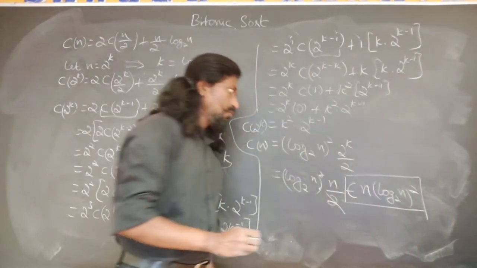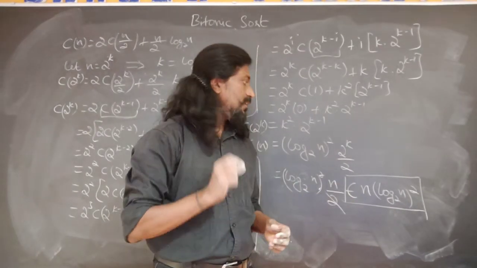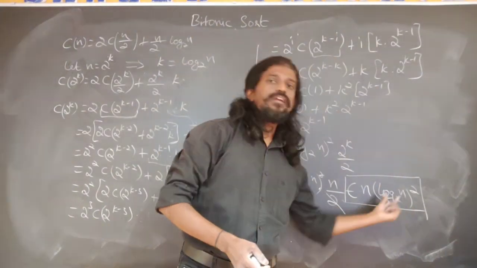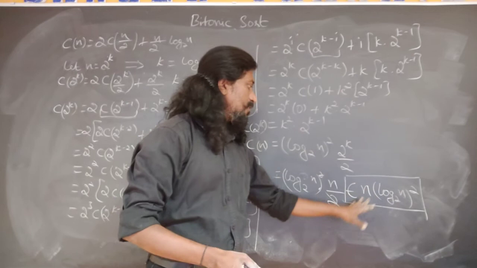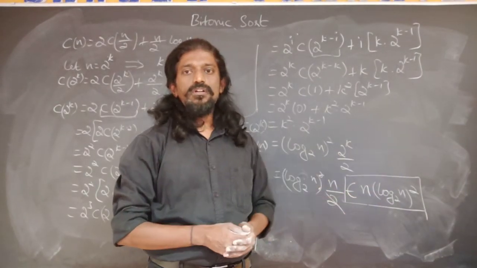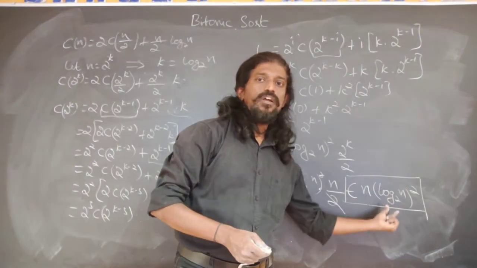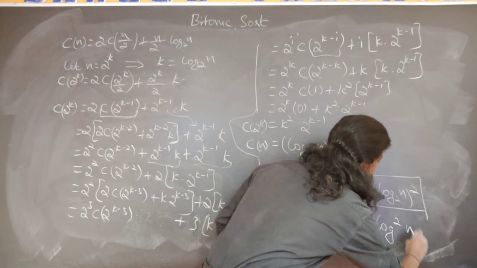We know that quick sort and merge sort in the worst case belong to n log n. This belongs to n log squared n, or n log n the whole square. So therefore this is the efficiency comparison: quick sort and merge sort are n log n, and Bitonic sort is n log squared n. We can write it as n log squared n also.